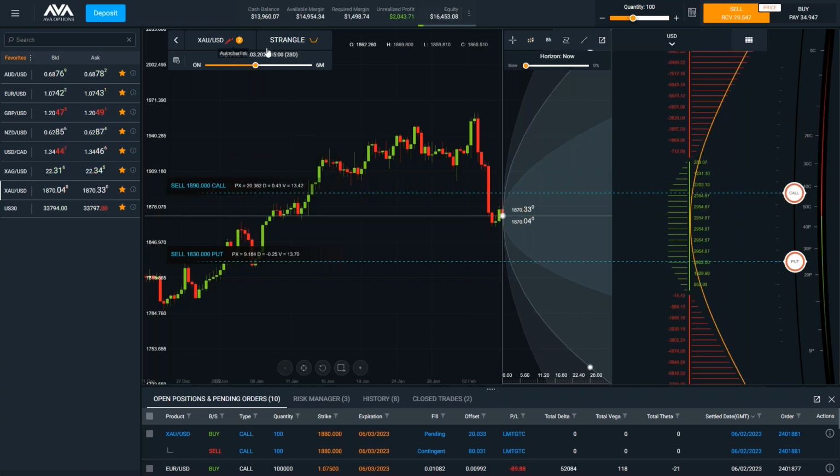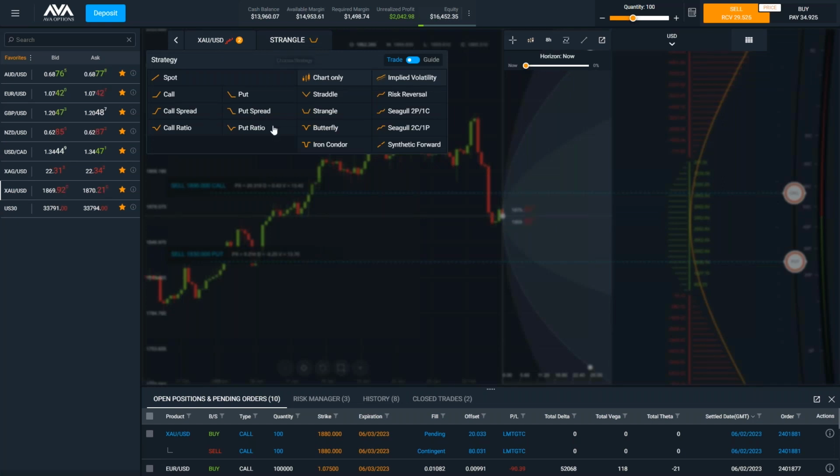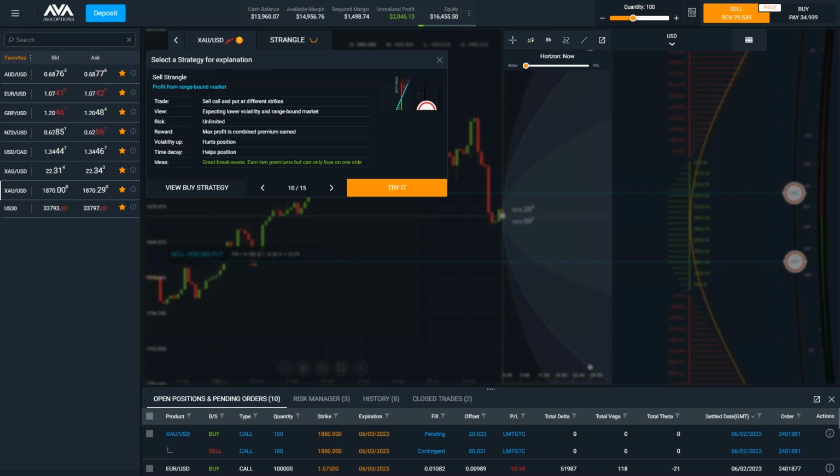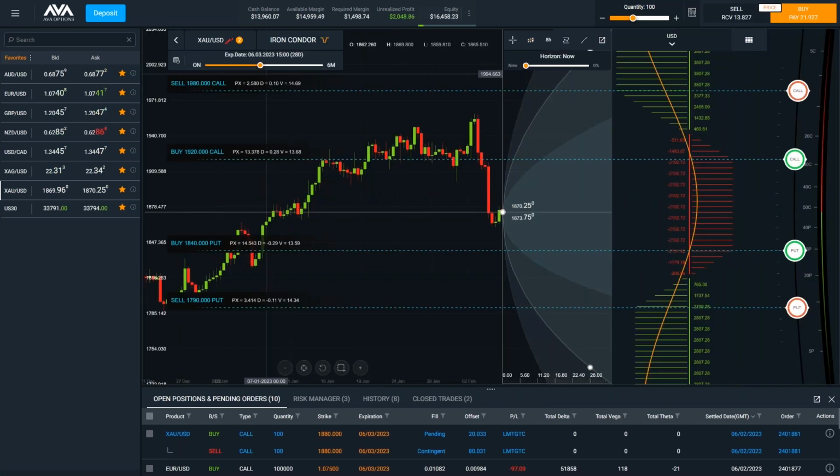We have in the strategy menu a guide. Just click this guide, everything turns blue, and you say, well, what is a strangle? And it explains to you what is selling a strangle? What is buying a strangle? And you can go through these and understand all of them. A seagull is what we call this 3-leg trade. A butterfly or a condor is a 4-leg trade. Click try it, and there you go.